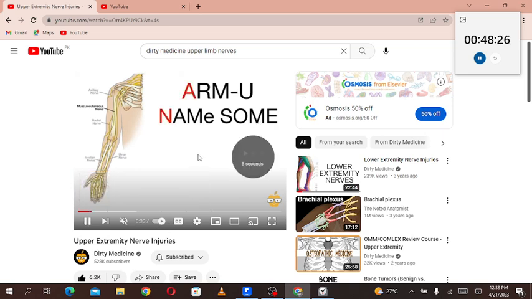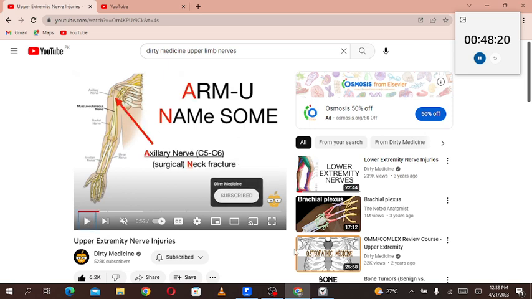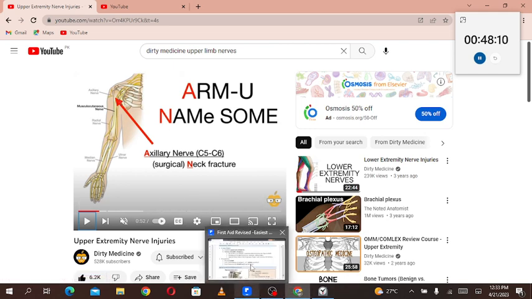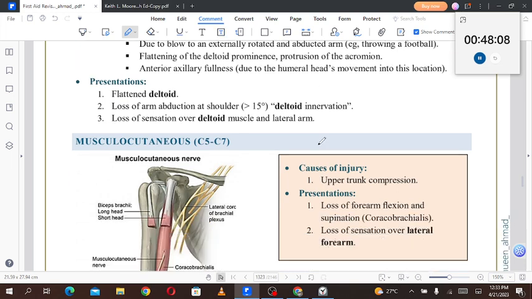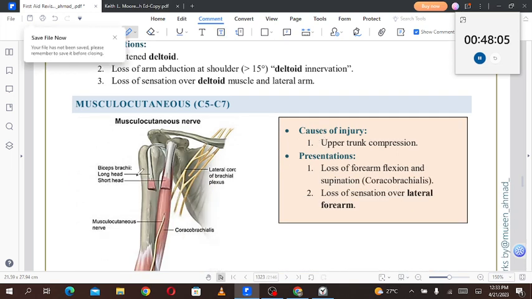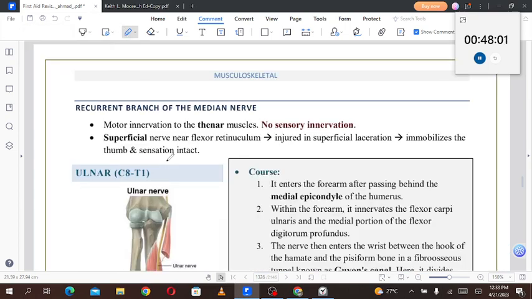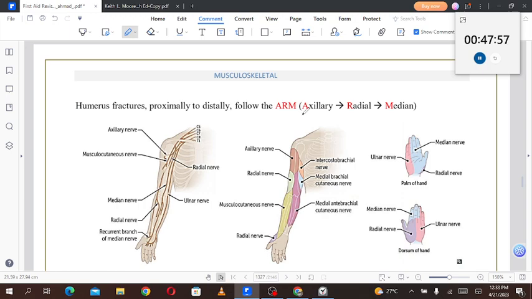So A means axillary nerve, and N means neck fracture. Whenever there is a fracture of the surgical neck of the humerus, there will be damage to the axillary nerve. Remember this. If I draw it here, suppose here we have the humerus. If there is damage to this area, there will be the radial nerve, and then the median nerve, and then we have the ulnar nerve. Basically, just give me a second.